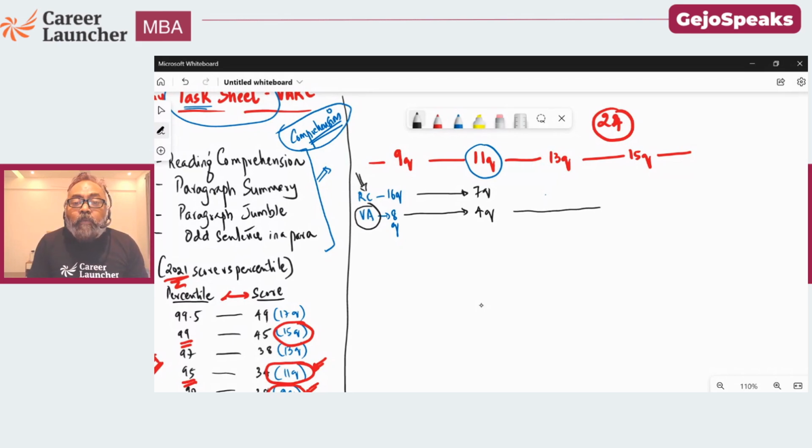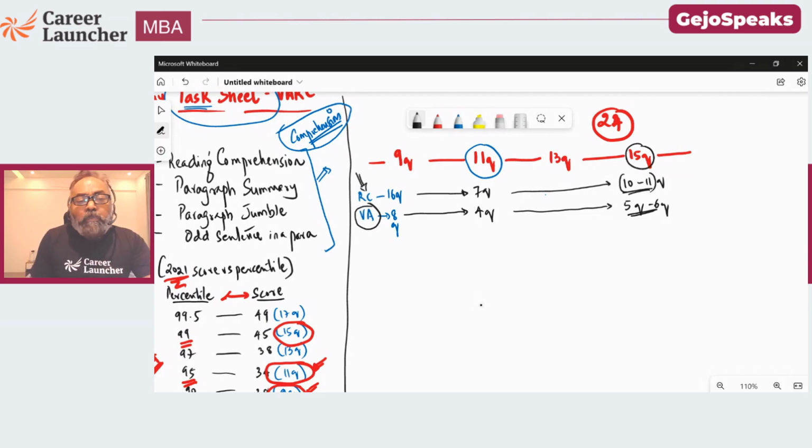Whatever the target, let's assume I want something like 15 questions net correct, which means I need to get about 5 or maybe 6 questions from VA. Then from reading comprehension, I need about 10 to 11 questions net correct. So I have to be really good in reading comprehension to achieve that kind of target, or really good in every area. Reaching the 90th percentile is actually not very difficult, just about 9 questions net correct. Yet we flounder and have issues achieving that target.